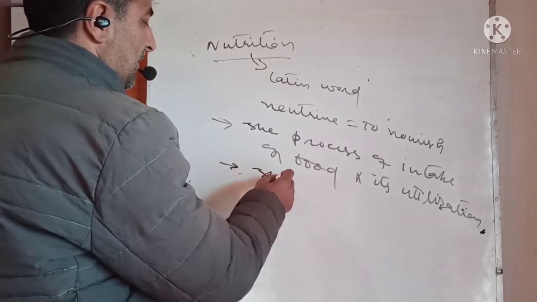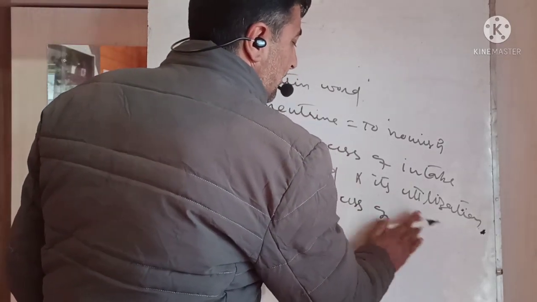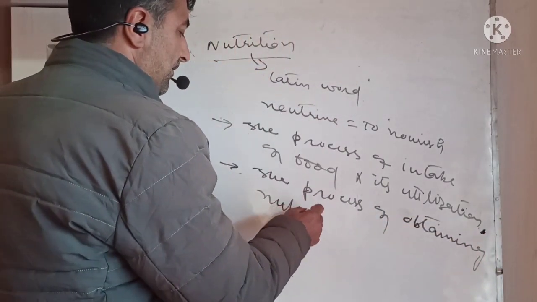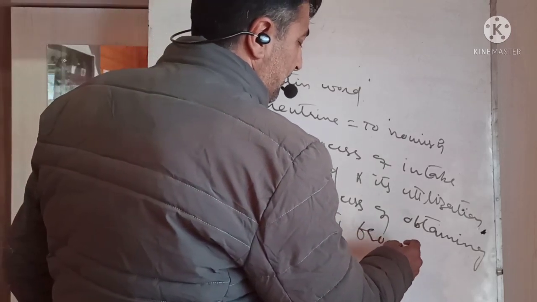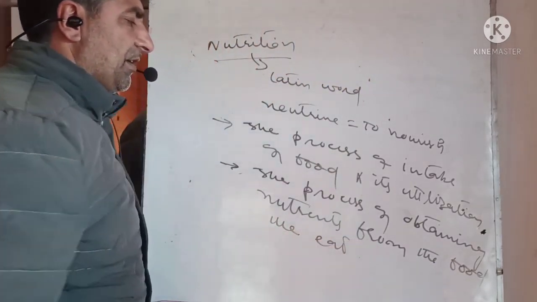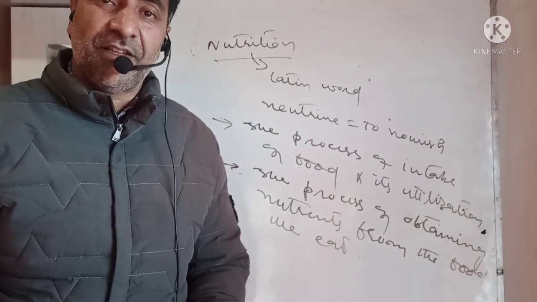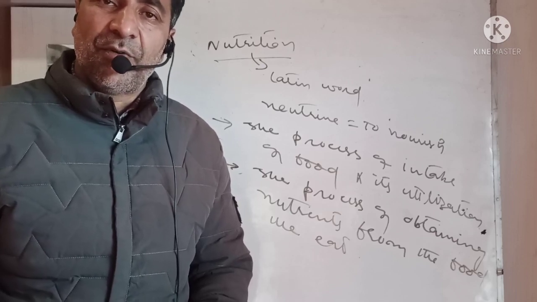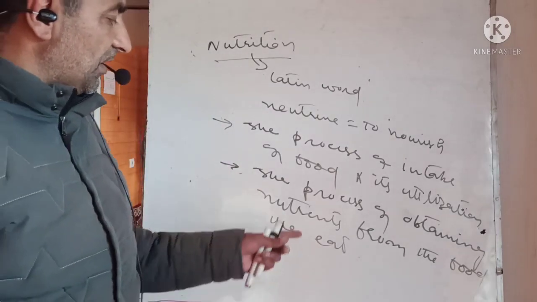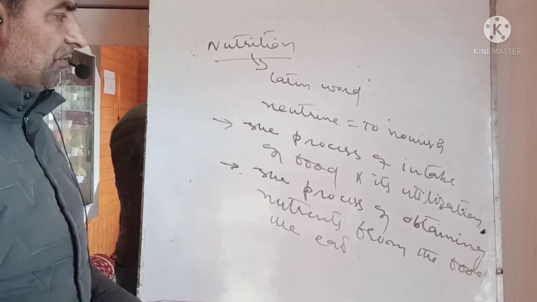Another definition: the process of obtaining nutrients from the food we eat is also called nutrition. You know what nutrients are? Nutrients are the components present in the food, like carbohydrates, proteins, fats, vitamins, minerals. So during nutrition, we are getting these nutrients from the food we eat. That is also called nutrition.